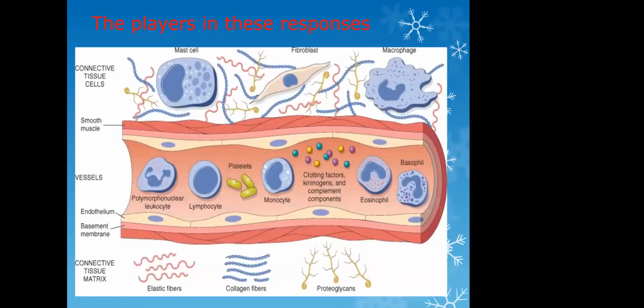Now this picture shows you all the tissues and cells taking part in the inflammatory process. Starting from the interstitial tissue, you see mast cells, fibroblast, macrophage, then the blood vessels. Inside the blood vessel are neutrophils, lymphocyte, platelets, monocyte, eosinophil, basophil, and then proteins. Then endothelial cells, basement membrane, smooth muscles, and outside that you can see elastic fiber, collagen fiber, proteoglycan. They all take part in the inflammatory process.